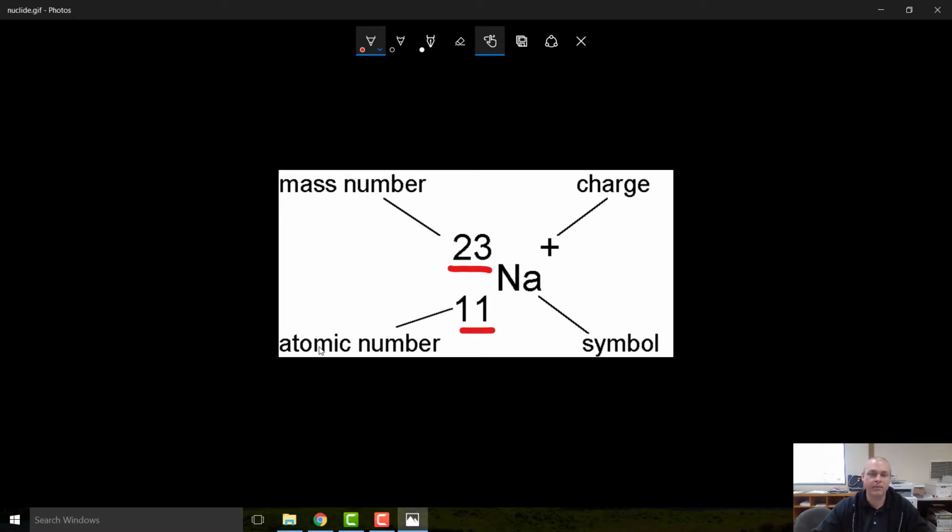At the bottom, 11, that's the atomic number. Remember, that's the number of protons. And at the top, we have the mass number. And that is going to be protons plus neutrons. So based on these two numbers, I know the number of protons, and I can figure out the number of neutrons if I just take this top number, 23, and subtract the bottom number, in this case 11. So we're going to do a couple practice problems.